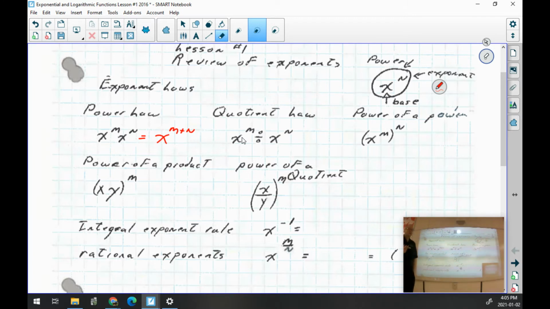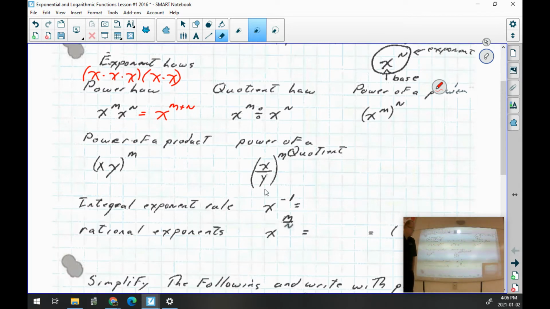Again, the proof can be dealt with fairly simply. Here's our x to the 3. Multiply that by x to the 2. And you can see that we're going to end up with x to the 5. Well, that's not really a proof, but that's an example of it.